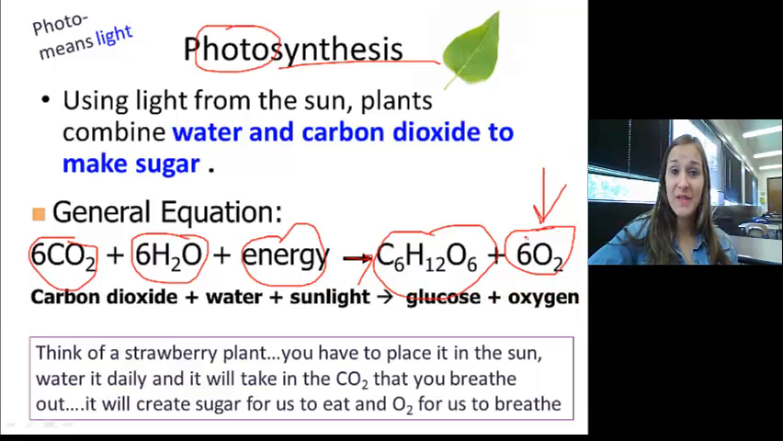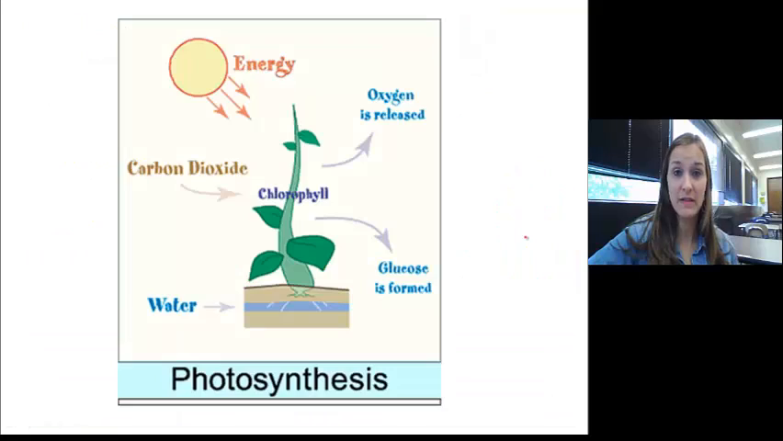And I always sing the song. You use the light and the water and the CO2 to make sugar and O2. Even though that song is silly, it will help you remember the chemical formula for photosynthesis.